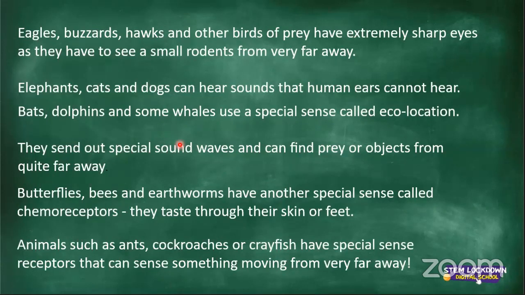Okay, then animals such as ants or cockroaches or crayfish. The crayfish was also on that picture where we spoke about all the tails. They have special sense receptors that can sense something moving from very far away. Okay, I'm going to move on to the next slide.